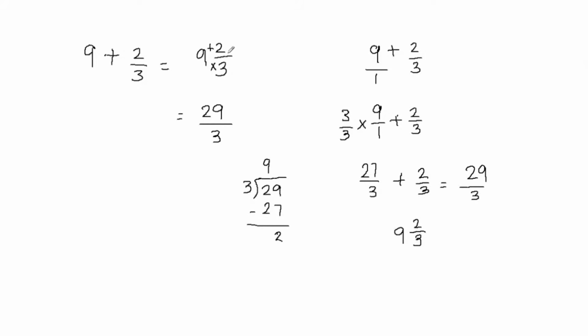You see that we got the same thing here, right? So this is just a shortcut of adding. If you have a fraction and a whole number, you can just go ahead and add it, write that in the form of a mixed fraction, 9 and 2/3, and that's going to work.